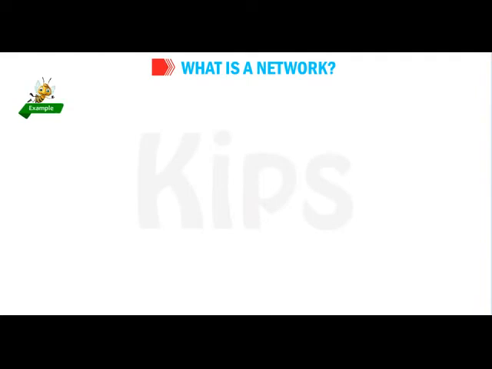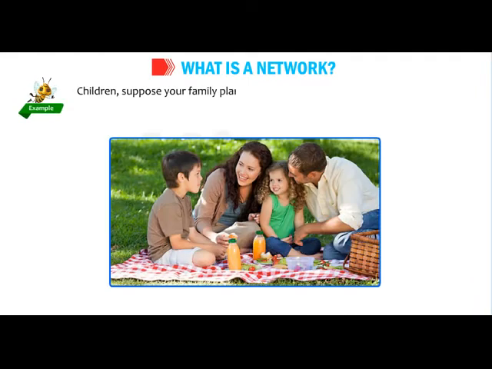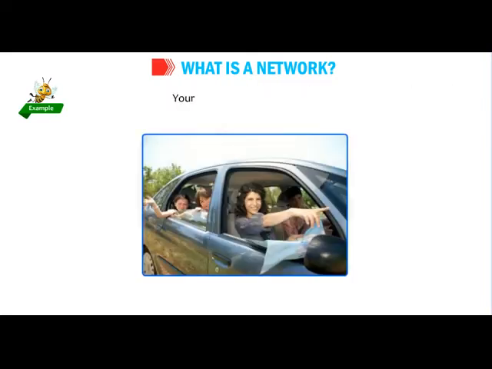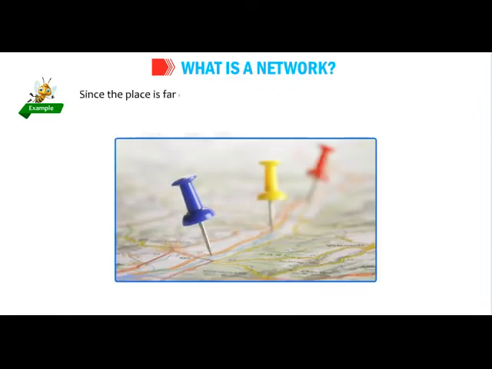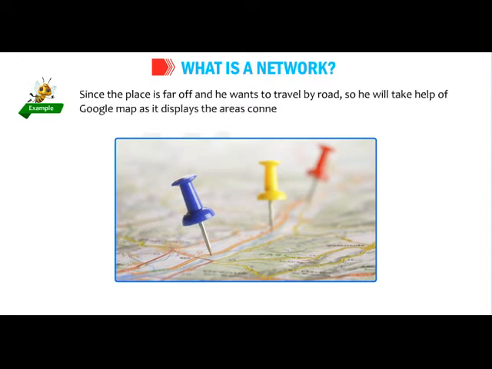For example, children, suppose your family plans to visit your grandparents' house for vacations to spend good time with them. Your father plans to go via car. Since the place is far off and he wants to travel by road, he will take help of Google Map, as it displays the areas connected through networks of roads.